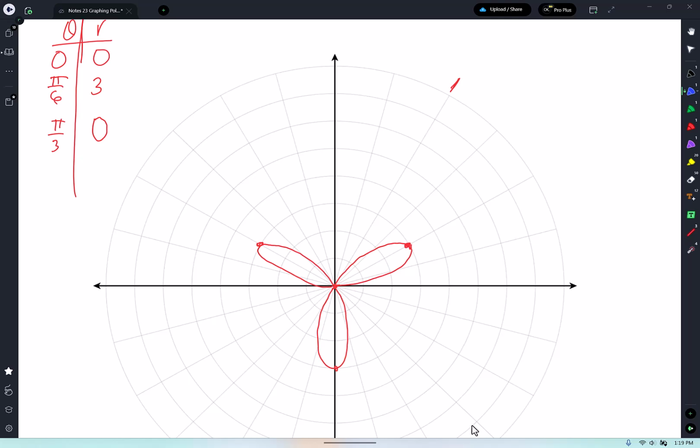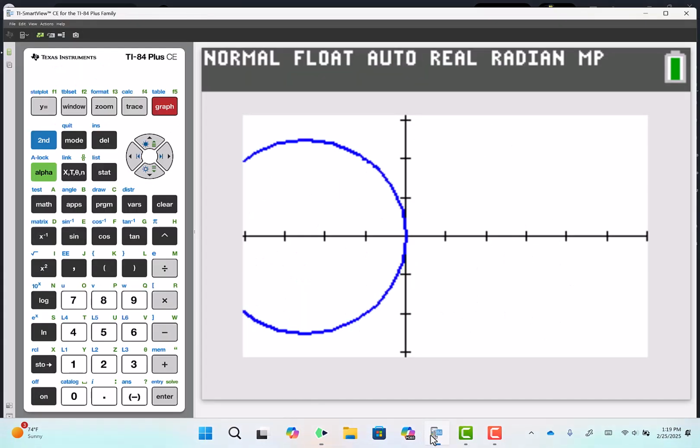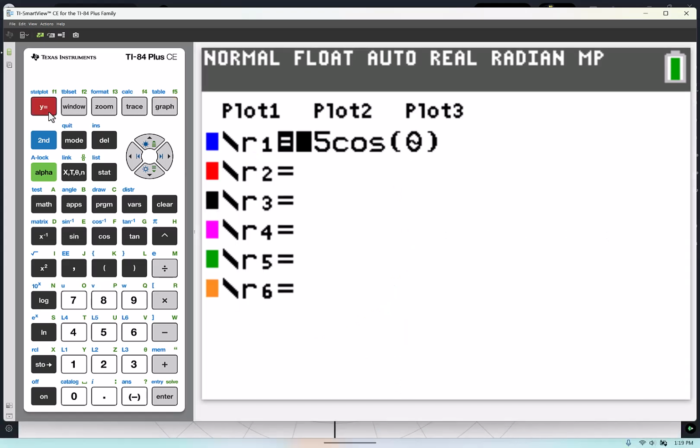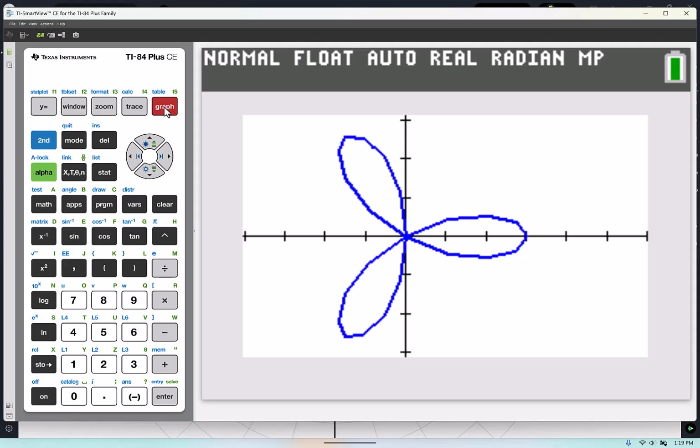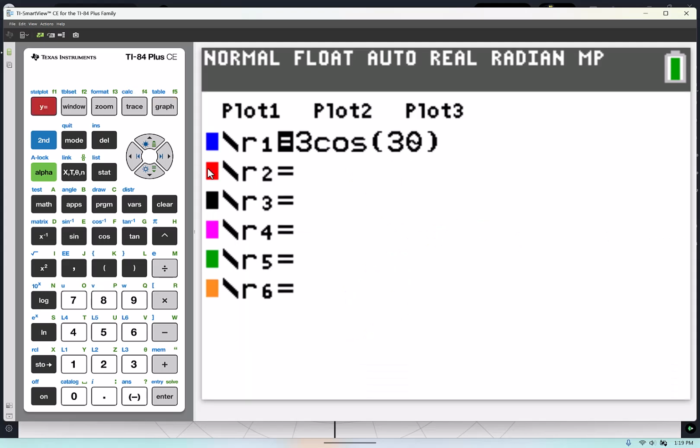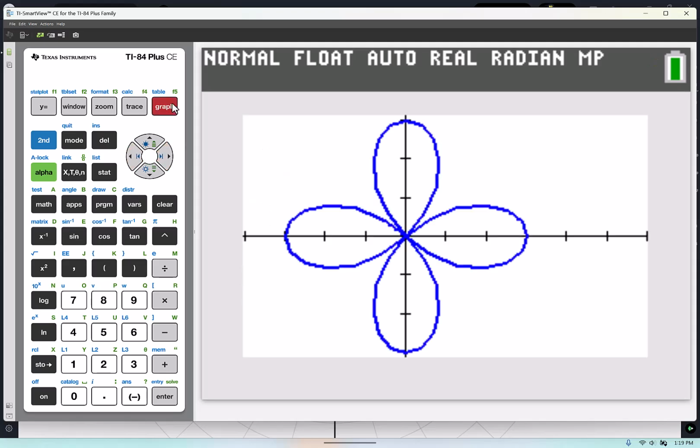Check it out. Take your calculator. Let's plug it in. Go to y equals. I'm going to plug in 3 cosine 3 theta. Push graph. Look at that. What happens if you change the coefficient in front of the theta to a 2? What do you think happens? Oh, look at that. How many petals do you see? 4. So here's the rule.